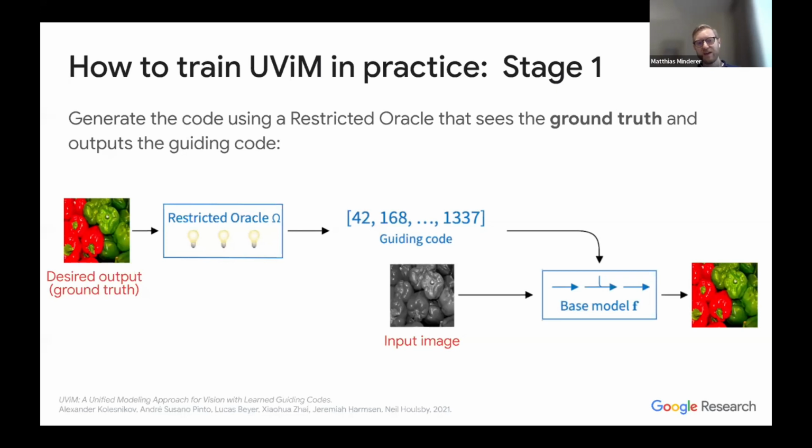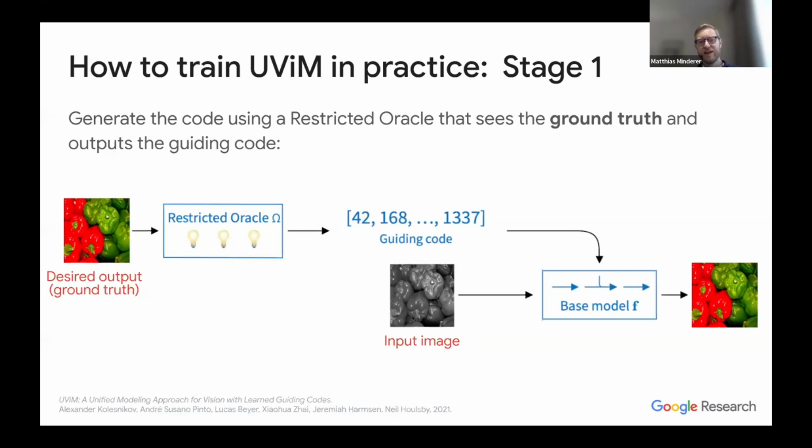Well, we take a third model that's basically used only during training that's called the restricted oracle. And this is a model that gets the final desired output, so the ground truth, as input, and outputs a guiding code that is then fed to the base model. And both of these are trained end to end.